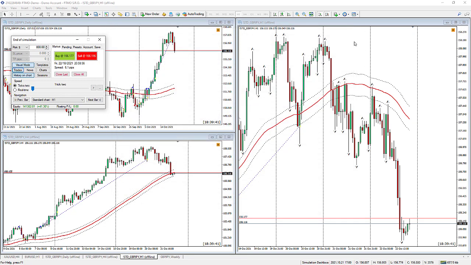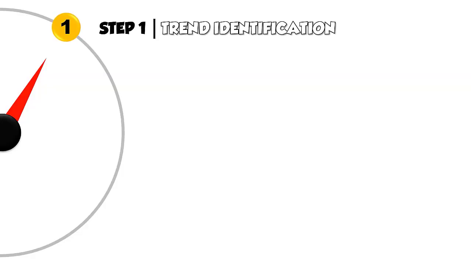Anyways, enough with the deep dive into the performance stats of this trading strategy. Let me quickly show you exactly how to find low-risk, high-probability Forex trade setups using this simple and profitable trend-following Forex trading strategy in a step-by-step manner. The Forex trading strategy which you're going to learn in this video is made up of 5 simple steps.